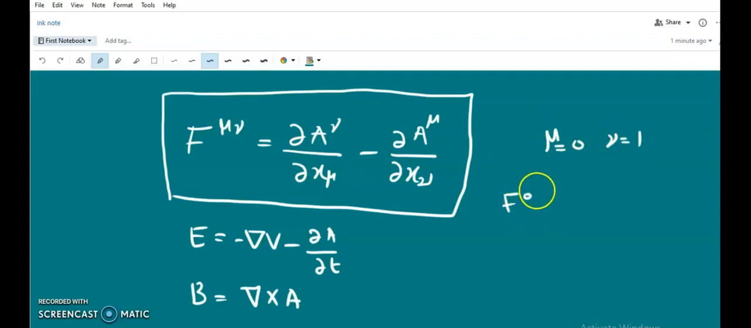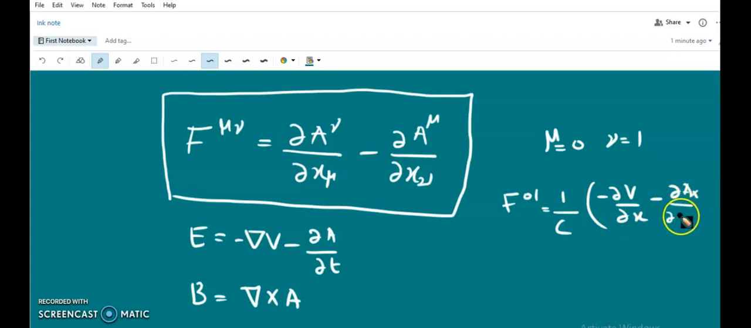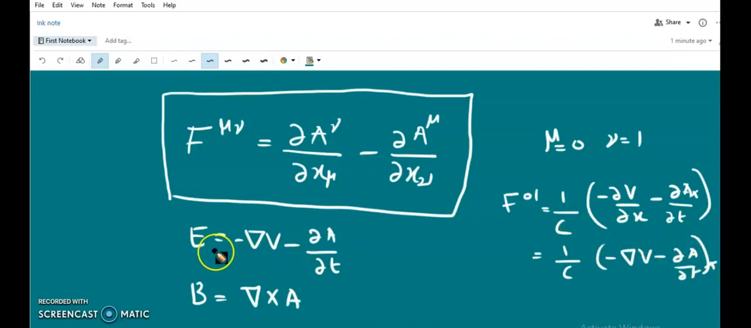So F^{01} equals 1 over c times (−∂V/∂x − ∂A_x/∂t). We have seen that this is nothing but the x component of the electric field, that is, −∇V − ∂A/∂t, x component. So −∇V − ∂A/∂t is E, so we get 1 over c times E_x, that is E_x by c. So we can find all the components of the field tensor using this equation, and we can also show the antisymmetric nature of the field tensor from this.